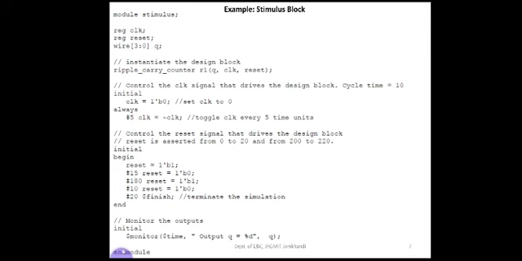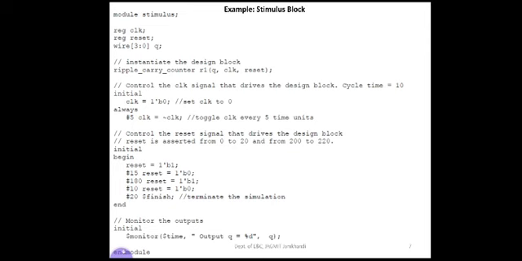Now control the clock signal that drives the design block. Here cycle time is taken as 10. In behavior modeling, the initial and always keywords are going to appear, so we will come across this in later modules. First initialize the value of clock. Clock is equal to 1'b0. The meaning is: 1 is how many bits it is, B is the binary type, and the value is 0. It means clock is initially 0.